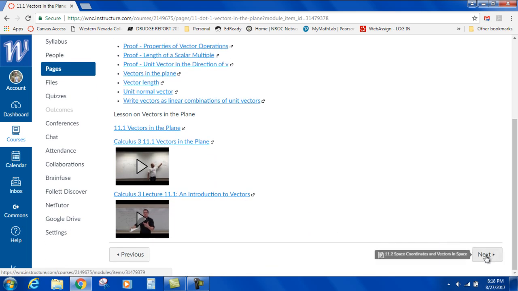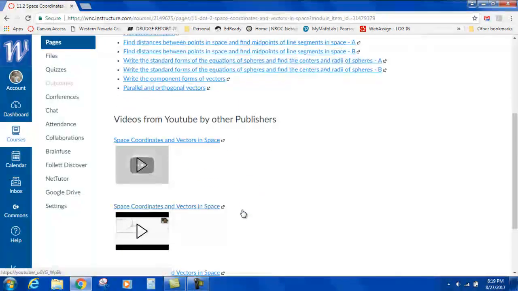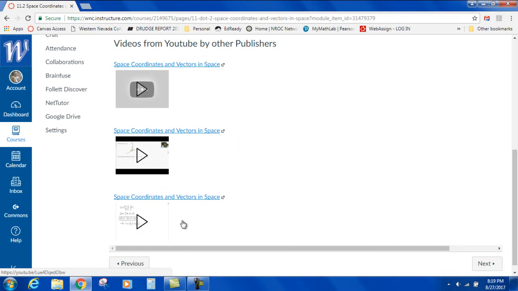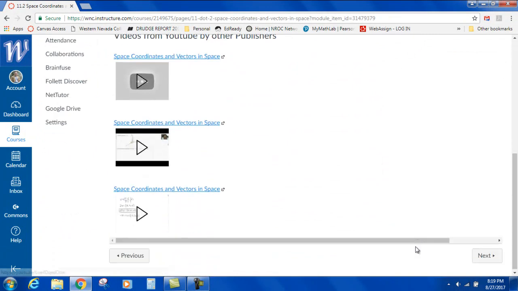Okay, and then here's 11.2. Again, the PowerPoint slides, if you want to go through that. Here are videos again by the publisher, and here are videos along the same topics. You'll know that the vectors should be somewhat familiar from what you saw in Math, I think 127, and this one's in 3 dimensions, by the way.